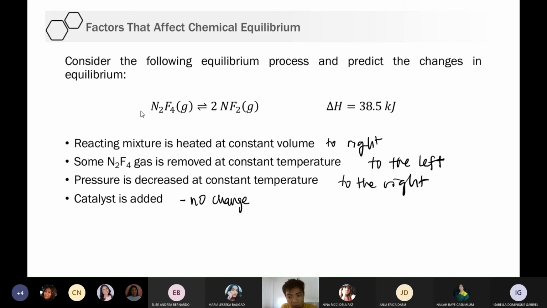On the left side, we have 1 mole of gas. On the right side, we have 2 moles of gas. So we will choose the right side, because you decreased the pressure. So the shift is to the right. And then lastly, if you add a catalyst, no change. No changes.